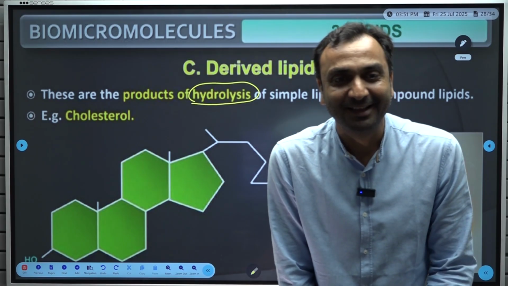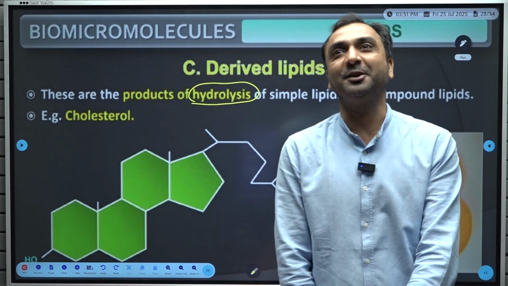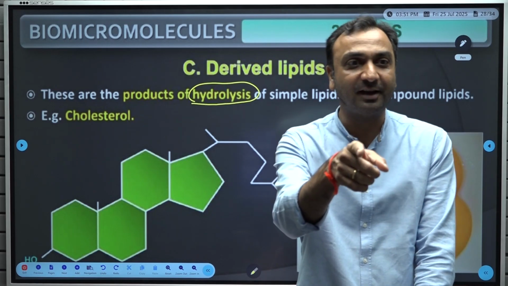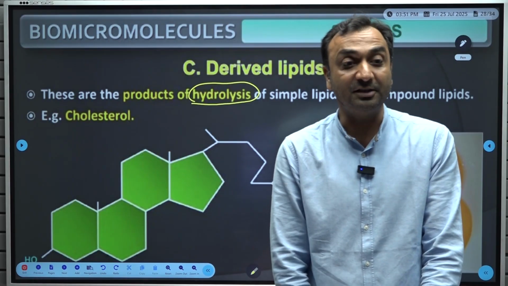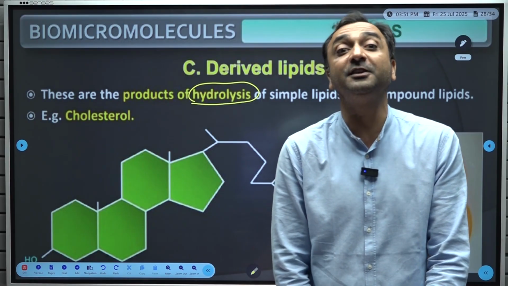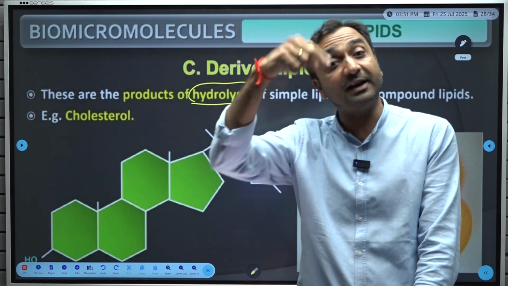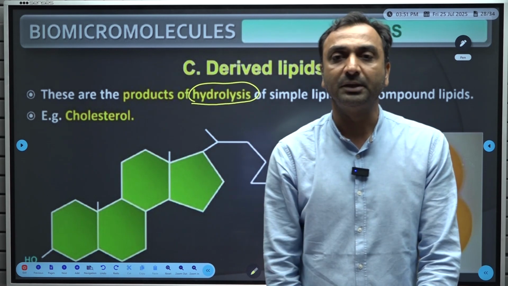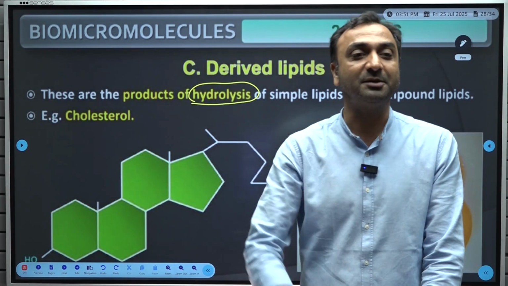It is made from smooth endoplasmic reticulum. All right. Smooth endoplasmic reticulum. Yes, exactly right. Smooth endoplasmic reticulum is the site of synthesis of the steroids. So that steroid is a derived lipid and that is getting secreted there. Good coordination.